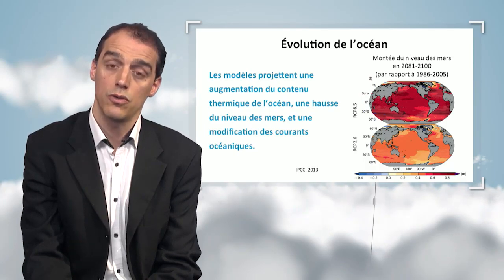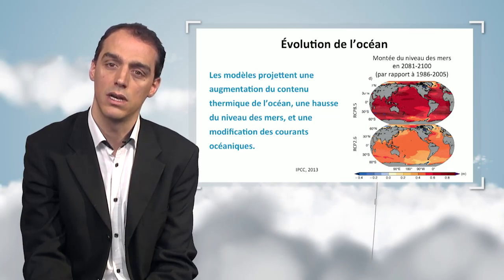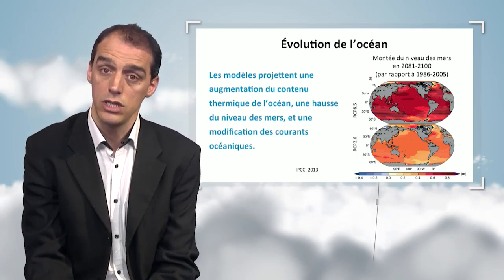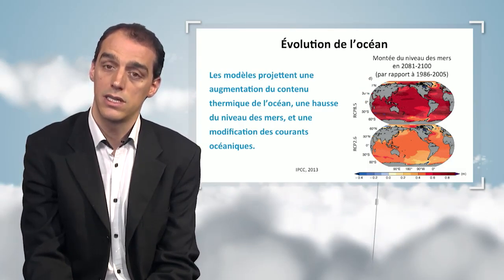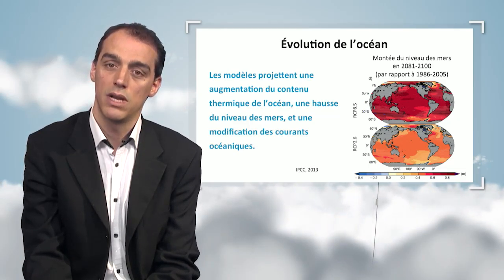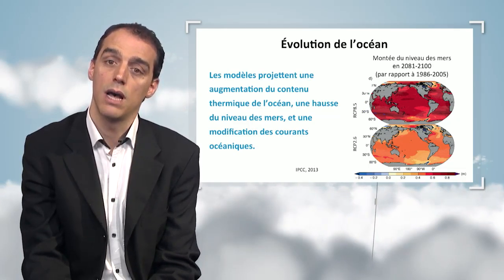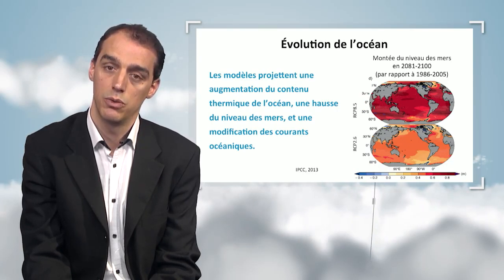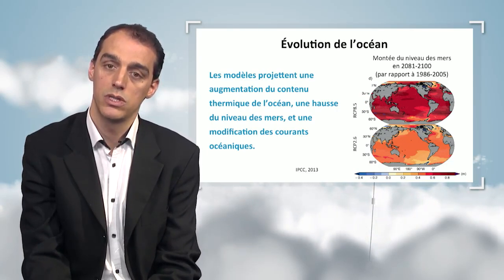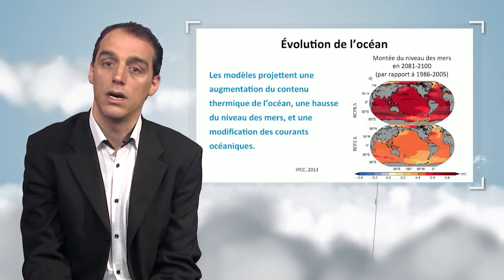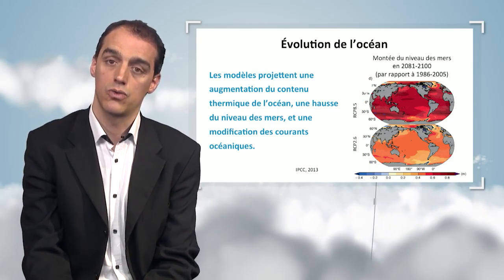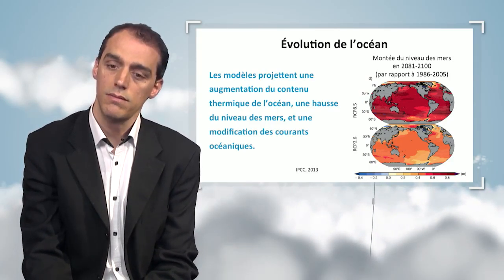Not only that, but the models also project rising sea levels, due partly to the fact that the oceans are absorbing energy, thermal dilation, but also connected with the melting ice cap. Sea level increase at the end of the century would reach 1 meter in the RCP 8.5 scenario. For the 2.6 scenario, the increase would only be, say, 40 to 50 centimeters by the end of the century.